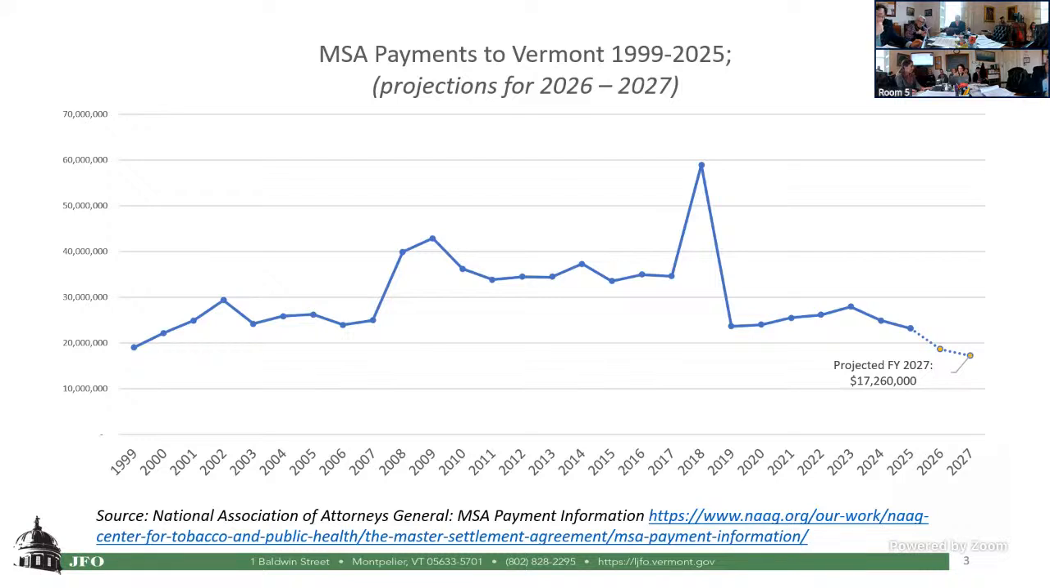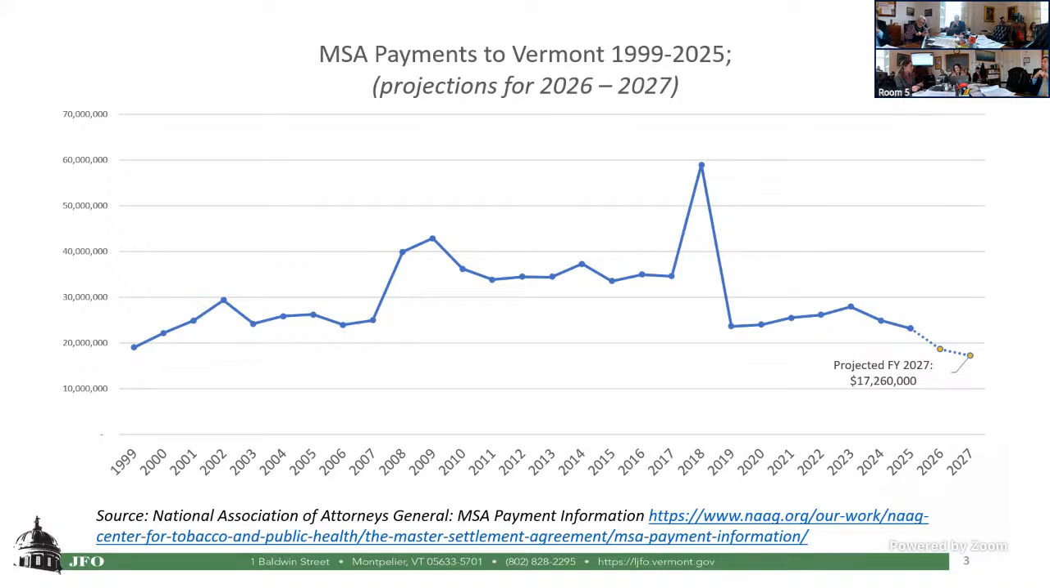This is just an overview of the master settlement payments that the state has received since the start of the settlement back in 1999, and what the projections are for fiscal year 26 and 27. When they gave this presentation in the House, we didn't have the final 2025 number. The master settlement agreement payments are made in April, so at the beginning of this month, we got the final payments.